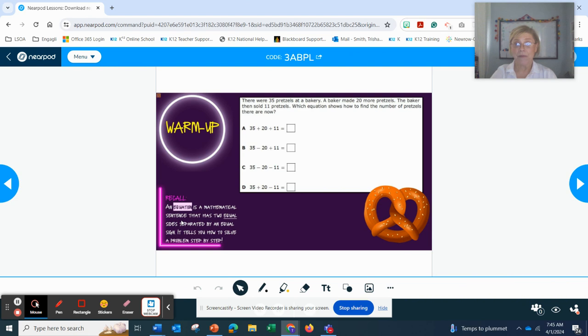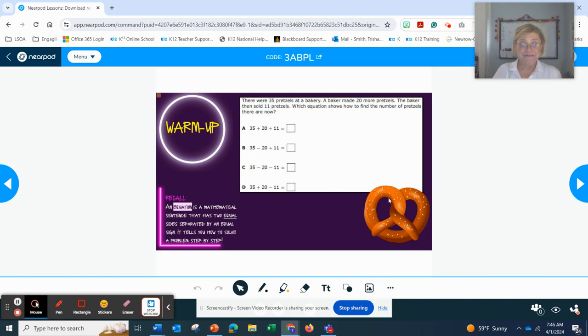So a great thing to remember, an equation is a mathematical sentence that has two equal sides separated by an equal sign. It tells how to solve a problem step by step. All right, so remember, hit pause, reread this problem, think about what it's asking you to do, and then we'll come back in a few moments and go through this problem together and share our answers.